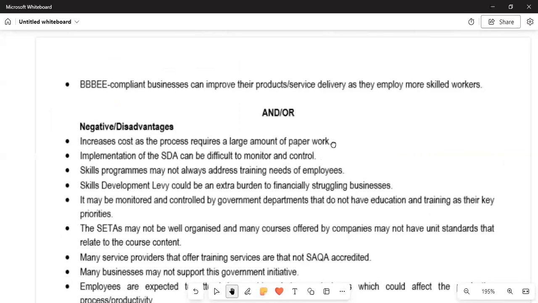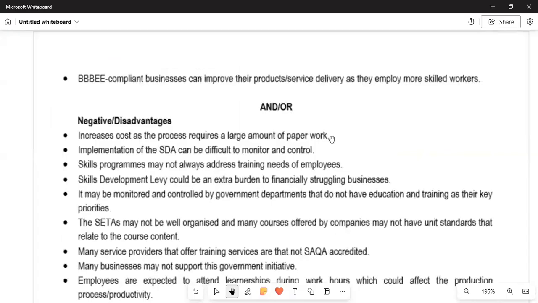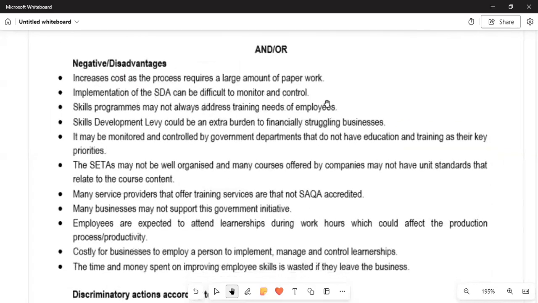Now we come to the negative side. As you know, I've said earlier that whenever we talk about the impact, you're talking about the positive side as well as the negative sides. So what are the negative sides of this act, the Skills Development Act?